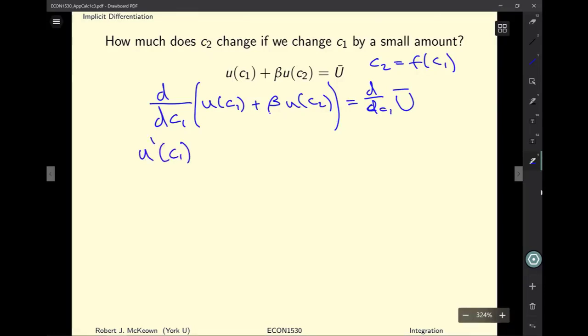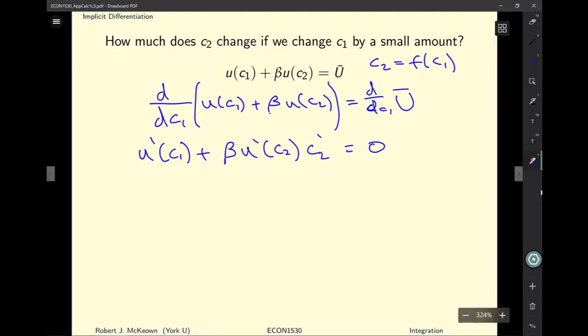And so operating on the left-hand side of this expression, we get u prime C1, plus beta. Beta just stays there. It's a multiplicative constant. U prime C2 multiplied by C2 prime, which is equal to 0.